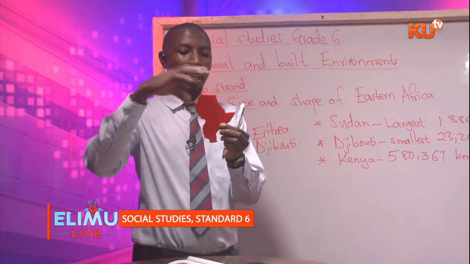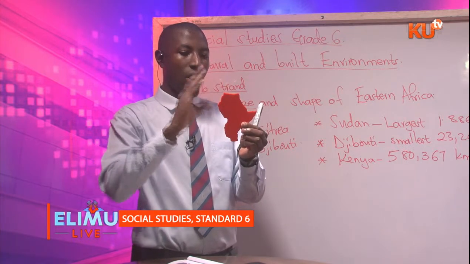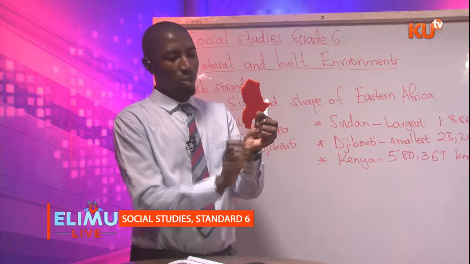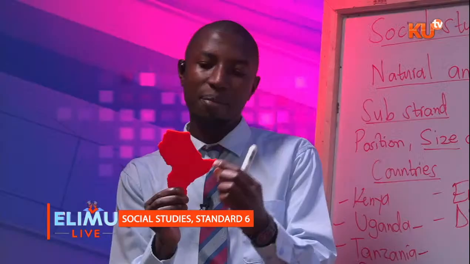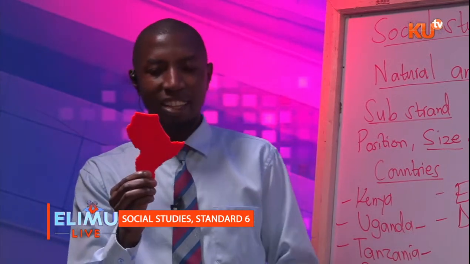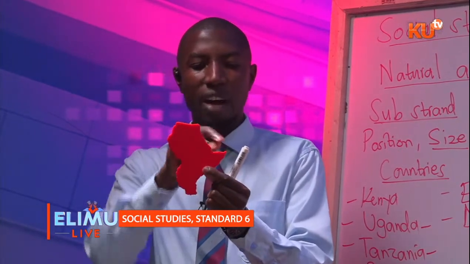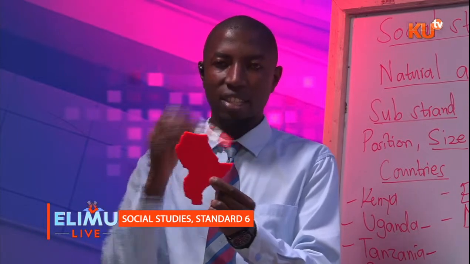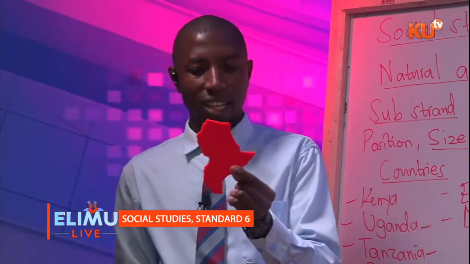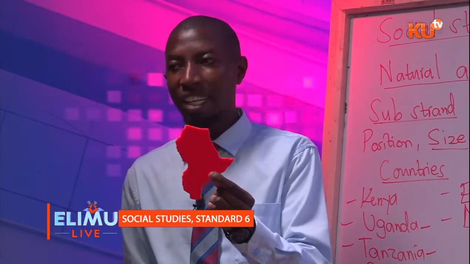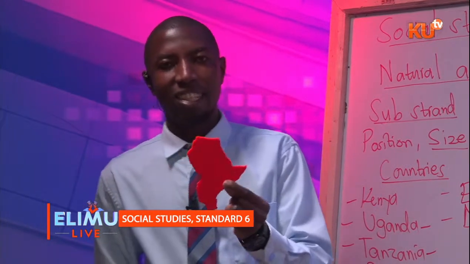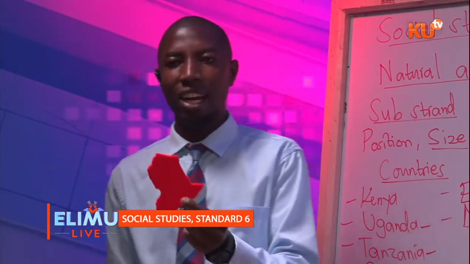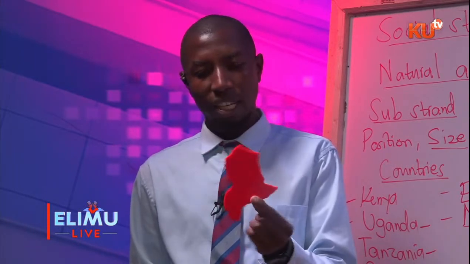It is wider to the north. It is narrow to the south. Then it has something here that looks like the horn. This is what we call the Horn of Africa. This one here, it is where Somalia is located. And my dear students, don't say Somali. It is Somalia. That is the country. Somali is the language that they speak in Somalia. So this is the size, this is the shape, sorry, of Eastern Africa.